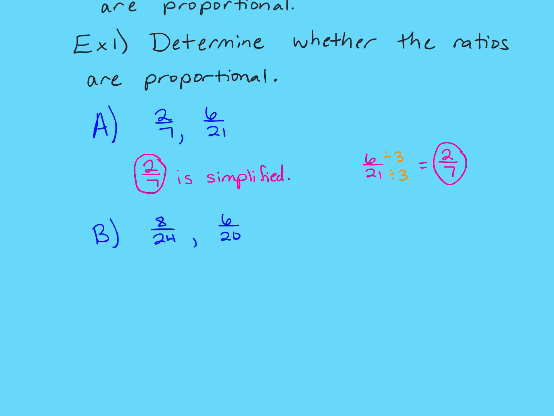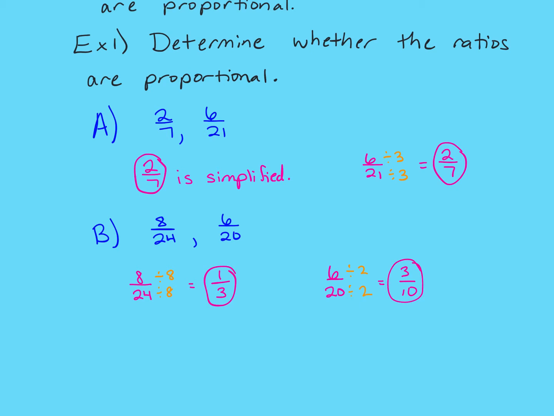B part, we have 8/24 and 6/20. These can both be reduced. So we look at them to see what they'll both divide by. 8 and 24 will both divide by 8. So it reduces to 1/3. And then 6/20, 6 and 20 will both divide by 2. So it reduces to 3/10.